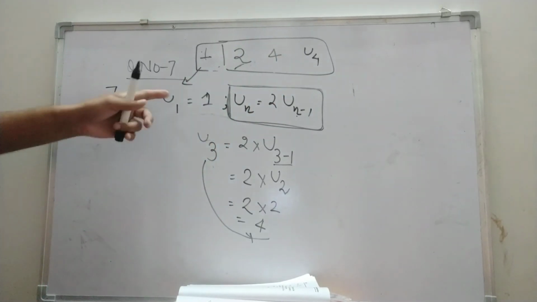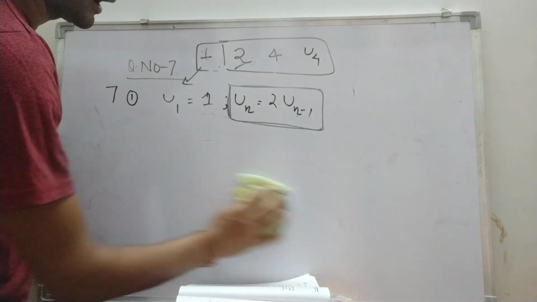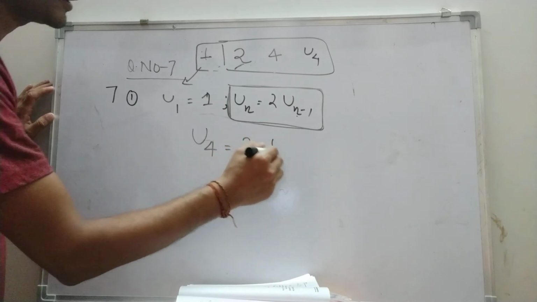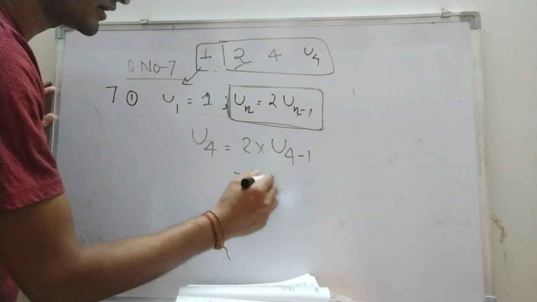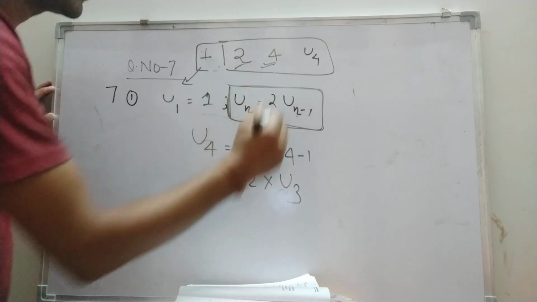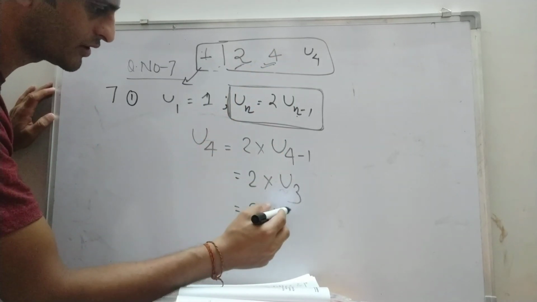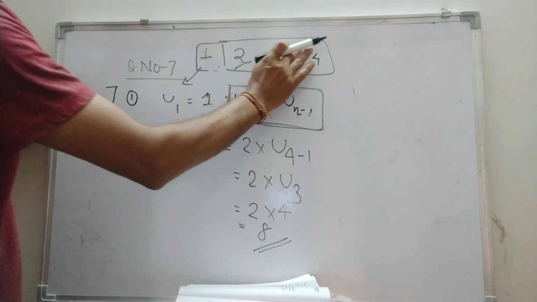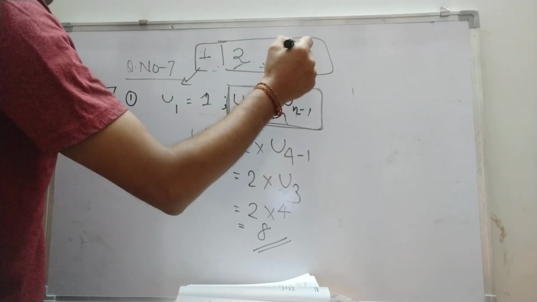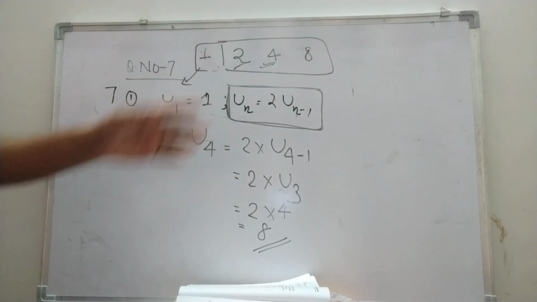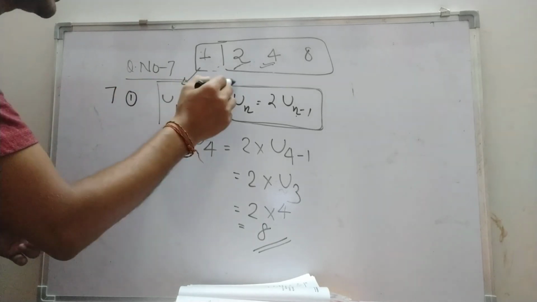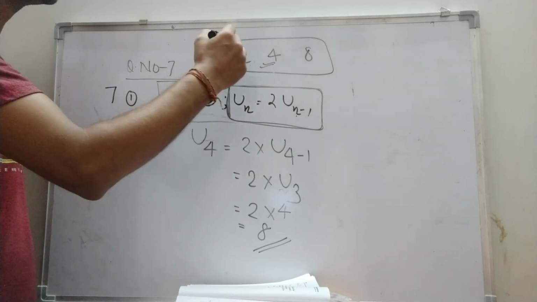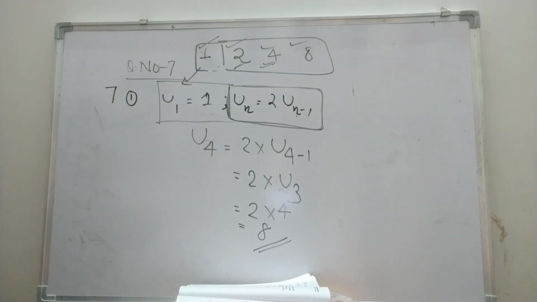Now let us move to the next term, the 4th term, that is u4, and how we will find it. Look here, u4 is equal to 2 multiplied by u4 minus 1, that is 2 multiplied by u3, and you found the value of u3 as 4. Then you put 4 here and you get the value of u4 as 8. So finally we got the answer asked: the first 4 terms of the sequence, where u1 is equal to 1 and un equals twice un minus 1, are 1, 2, 4 and 8.